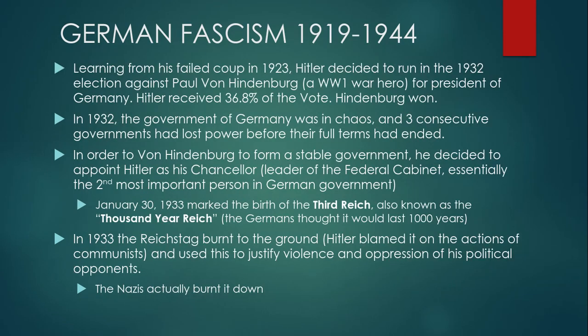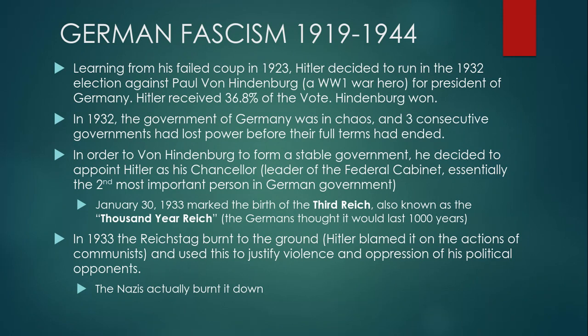Learning from his failed coup, though, he runs in the 1932 election. He receives 36.8% of the vote. Hindenburg won. 1932, the government of Germany is in chaos. 3 consecutive governments had lost power before their full terms had ended. Now, in order for Hindenburg to form a stable government, he decided to appoint Hitler as his chancellor. So essentially the second most important person in German government.